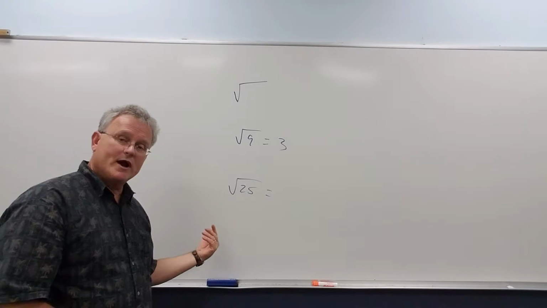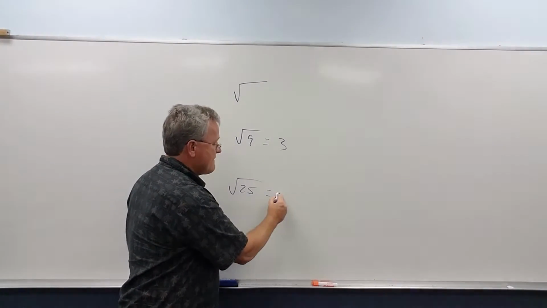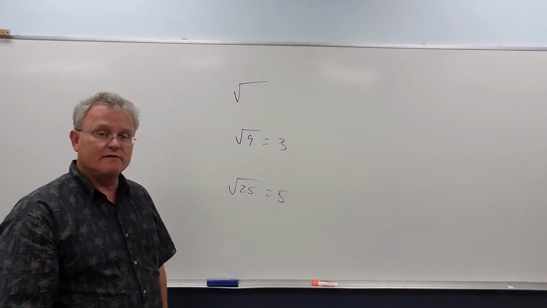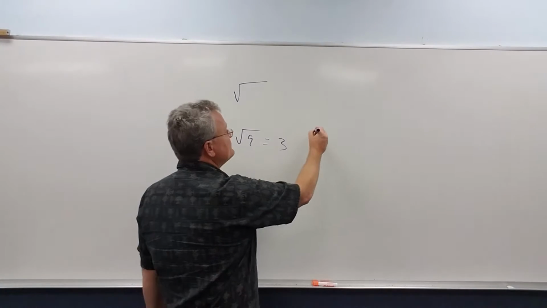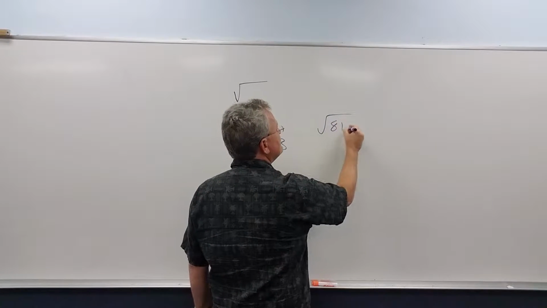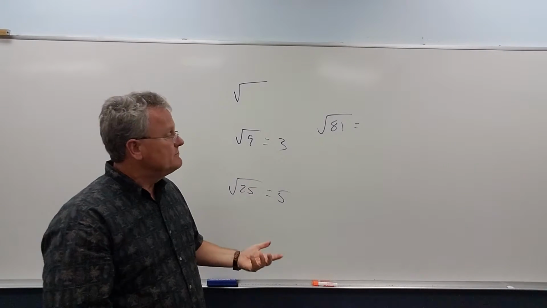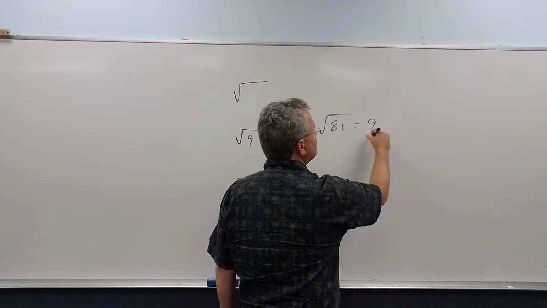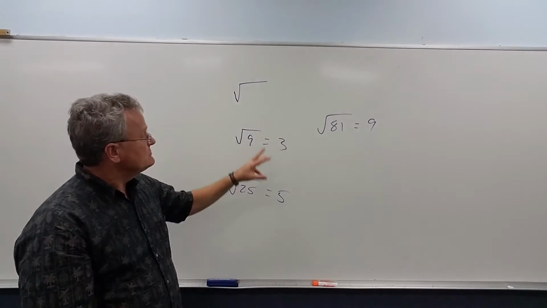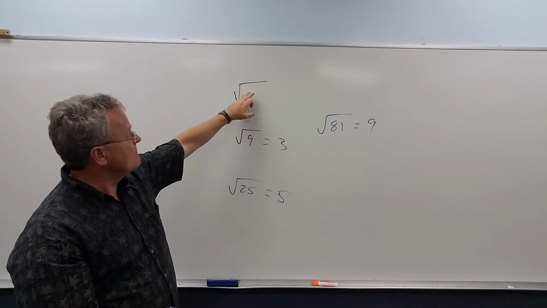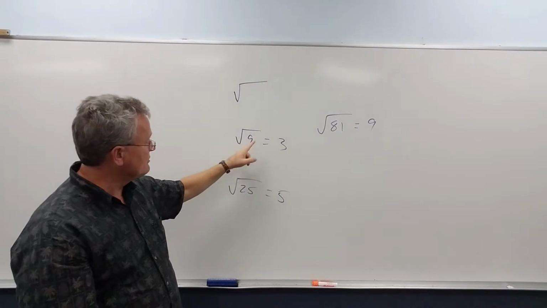What number squared is 25? Well, 5. 5 squared is 25. What about the square root of 81? Well, the square root of 81 is 9 because 9 squared is 81. So you should know the square roots from 1 to 100, the perfect ones.